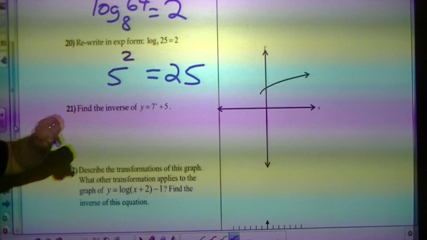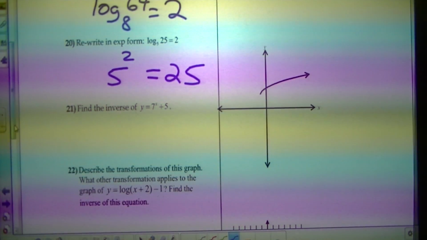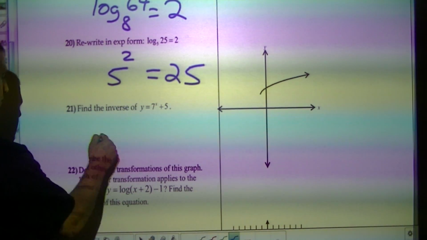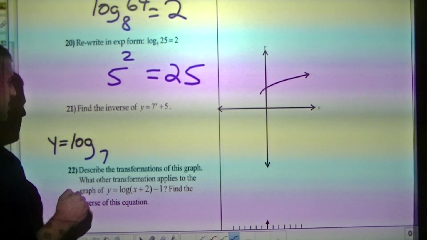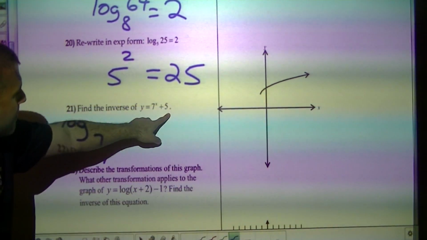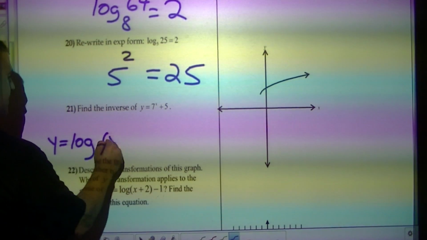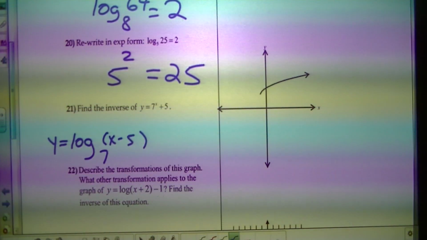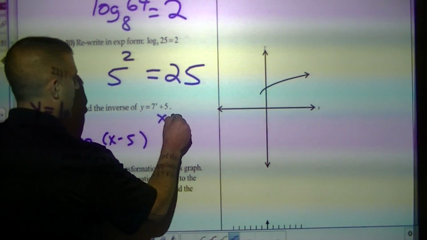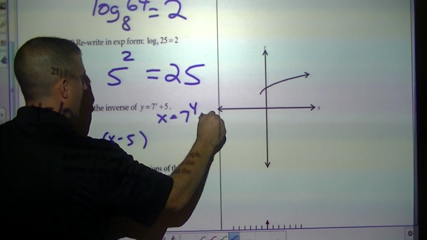Okay? I'm going to show you a fast way and a short way. That's got to convert to a log. All right? So the base of the log is going to be 7. It was plus 5 before. It's going to move inside the function as minus 5. If you need clarification on that, the long way is to do it like this with y.